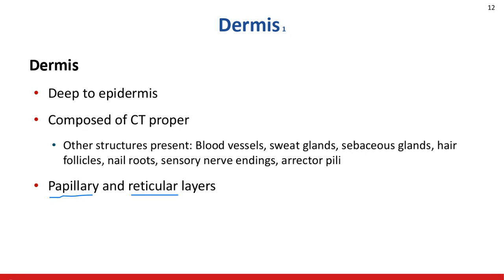So in the dermis, we have CT proper. What's CT proper? Connective tissue proper. Remember, there's 3 types of connective tissue. Connective tissue proper, supporting connective tissue, and fluid connective tissue. And then CT proper is broken down into loose and dense connective tissue.